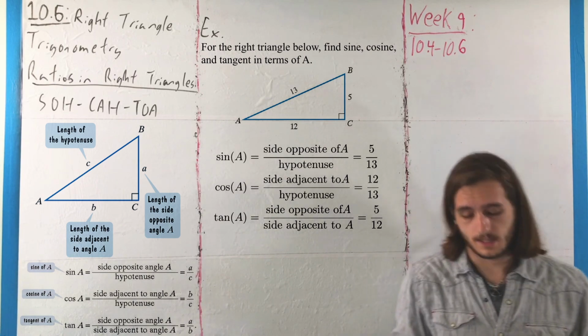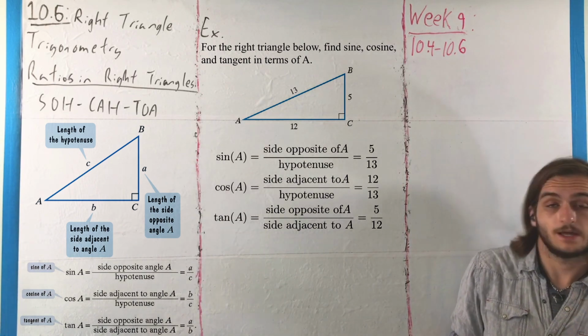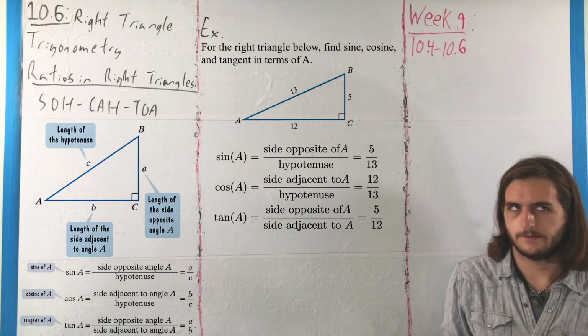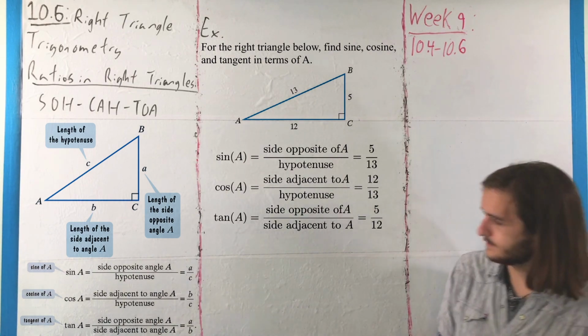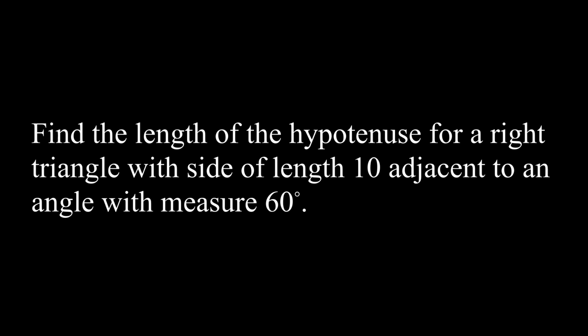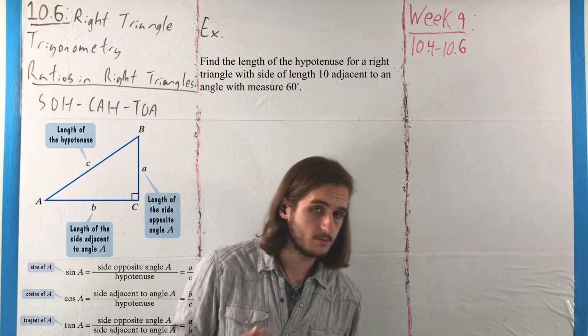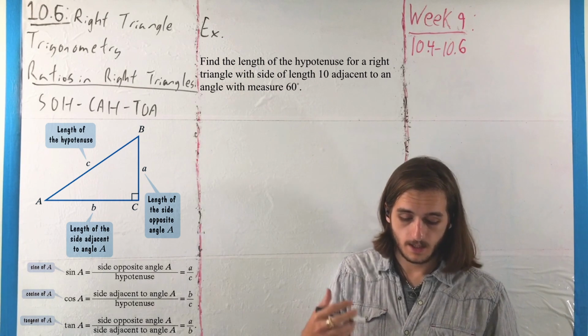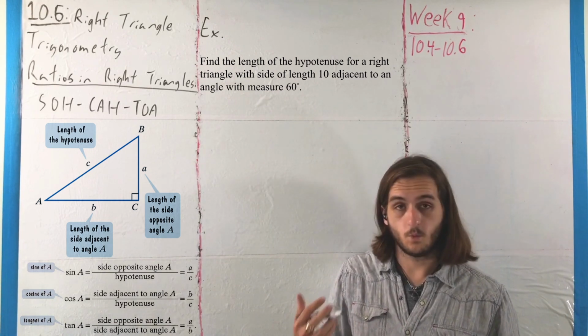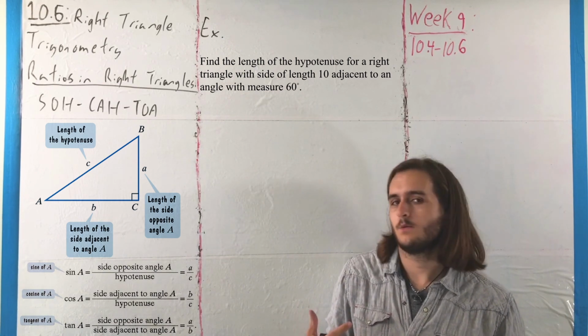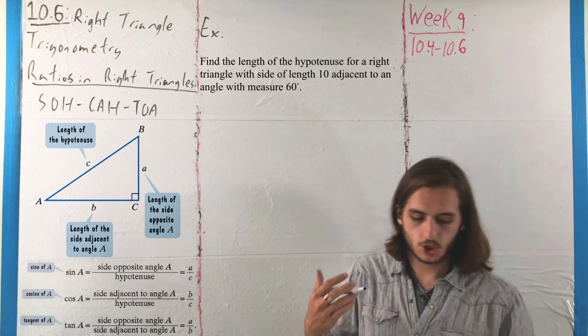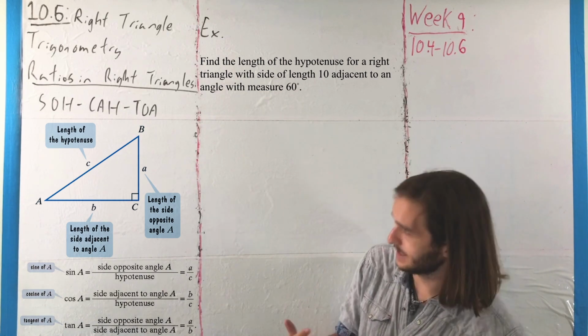So let's get one more example here, looking at it from a slightly different perspective, a slightly different angle, if you insist. So for this, we want to find the length of the hypotenuse for a right triangle with side length 10 adjacent to an angle with measure 60 degrees. So the most important thing to pay attention to here is that we're given one side length, 10, and that we are talking about something adjacent to that side length.